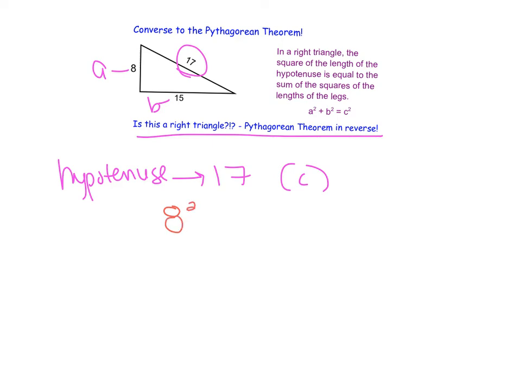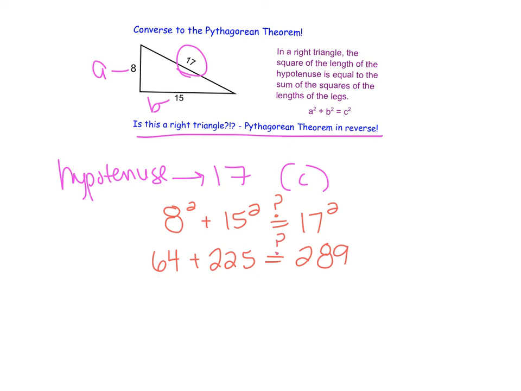If the Pythagorean theorem works, so I'm saying, okay, I'm questionable. I'm not sure if this is going to work. But if the Pythagorean theorem works, then this is a right triangle. So 8 squared is 64, 15 squared is 225, 17 squared is 289. So I'm testing to see if this does work. 64 plus 225 is in fact 289.